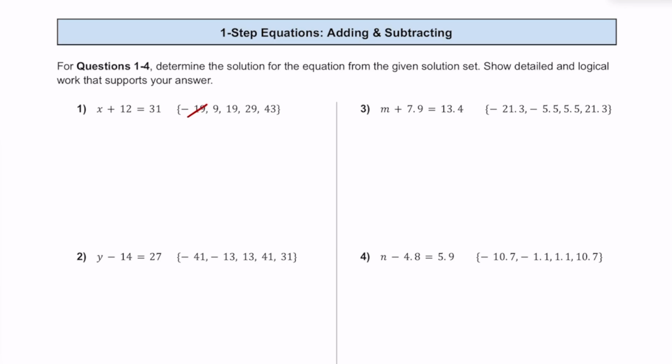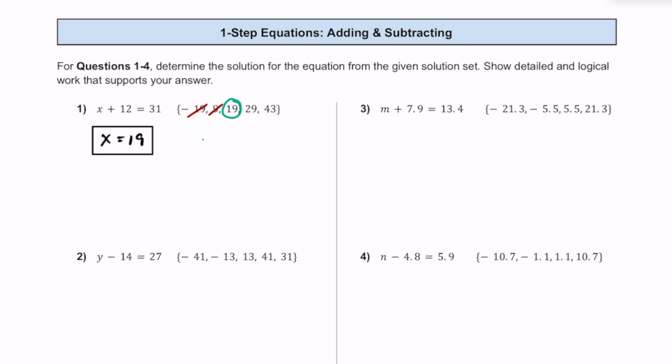What about if we say x could be 9? What's 9 plus 12? I think that's 21, which is not 31, so that one's also not the answer choice. Now what about 19? If we plug in 19 plus 12, I think that is 31, so that is the solution here. So we can say that x is equal to 19.